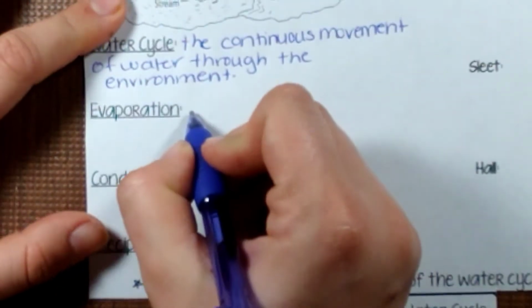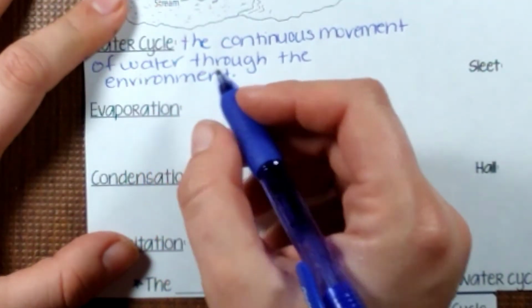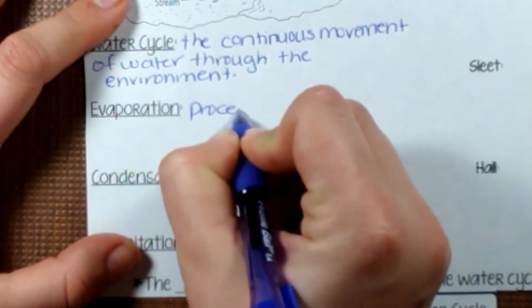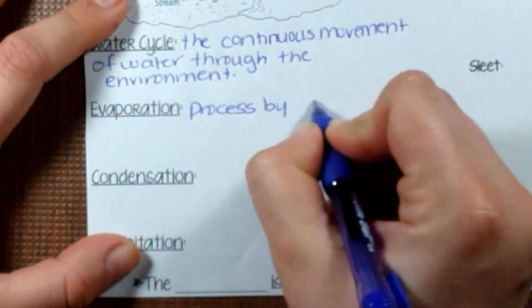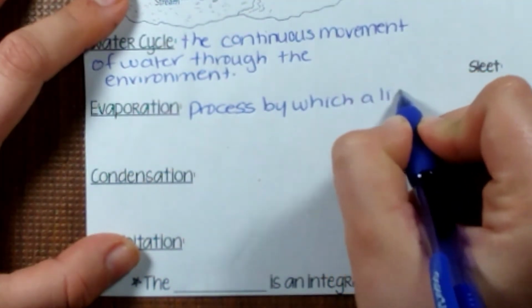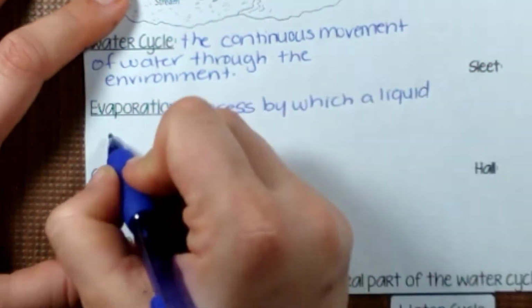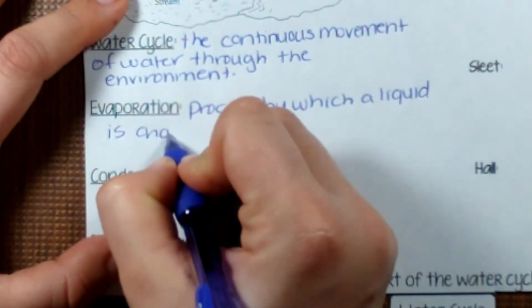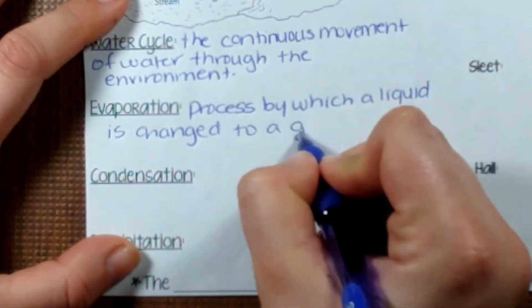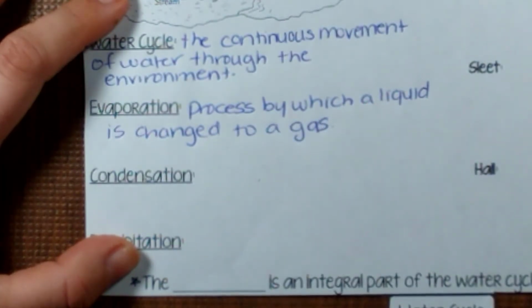Evaporation is the process by which water is changed from a liquid to a gas. And that's caused by heating. So our water is heated up, it turns into a gas, and that's how it can rise.